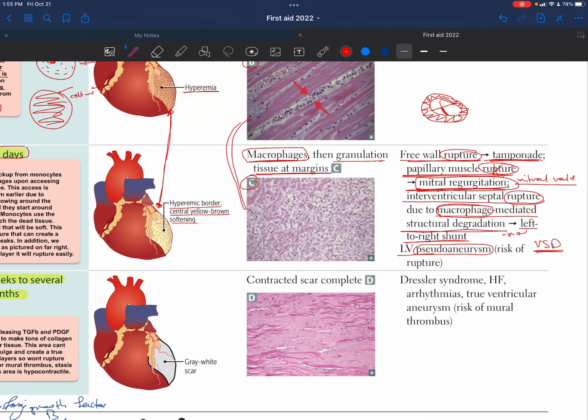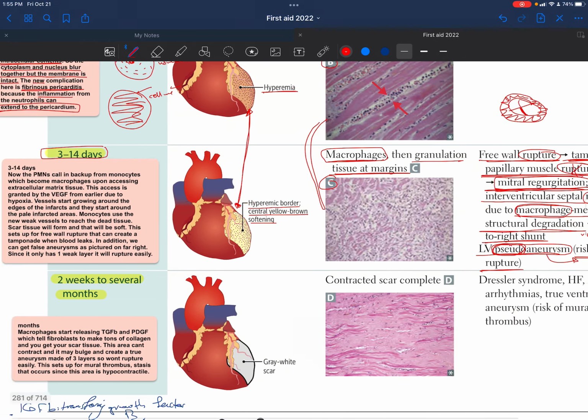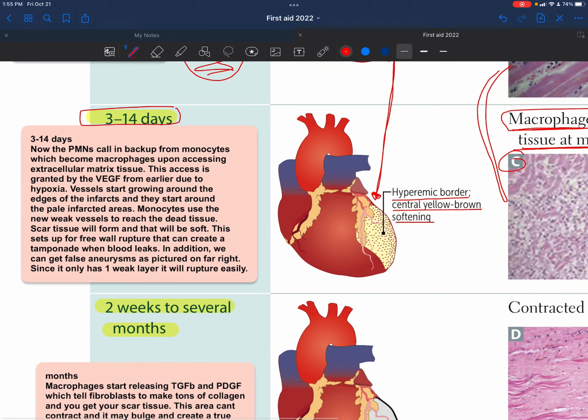Also, one of the complications is that we could have a left ventricular pseudoaneurysm. This is different. We need to pay attention that at this point it could be only a pseudoaneurysm. The pseudoaneurysm would lead to a risk of rupture.